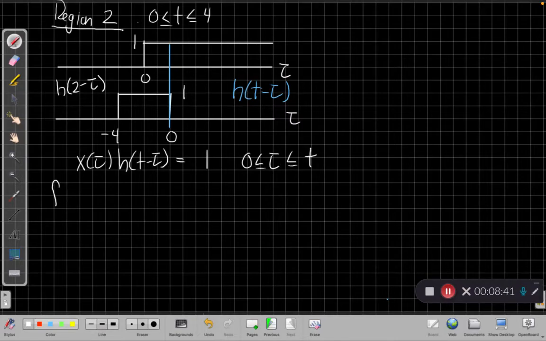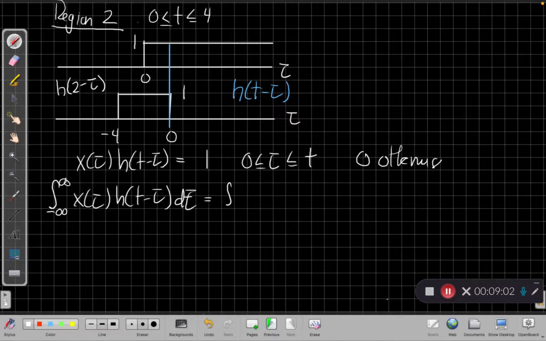So if that's the case, the integral from minus infinity to infinity of x of tau, h of t minus tau, d tau, will be the integral, and now we use this to change the limits. Anywhere outside of this region, I forgot to say, it's 0 otherwise. So that simplifies the integral. Rather than breaking the integral into pieces, we know all those other pieces are 0, and we only need to integrate from 0 to t here.